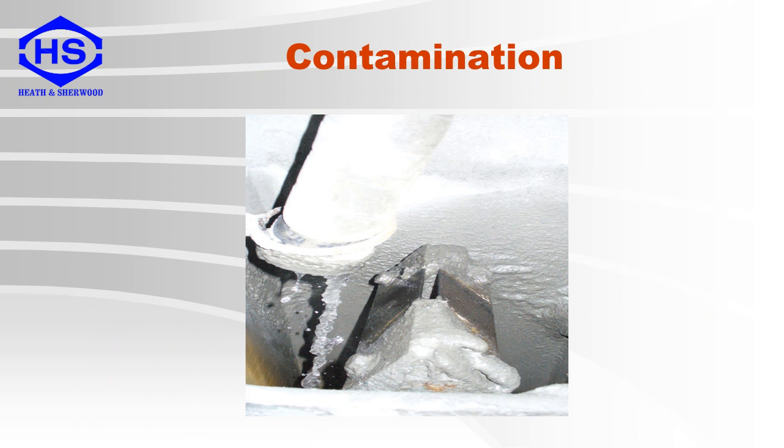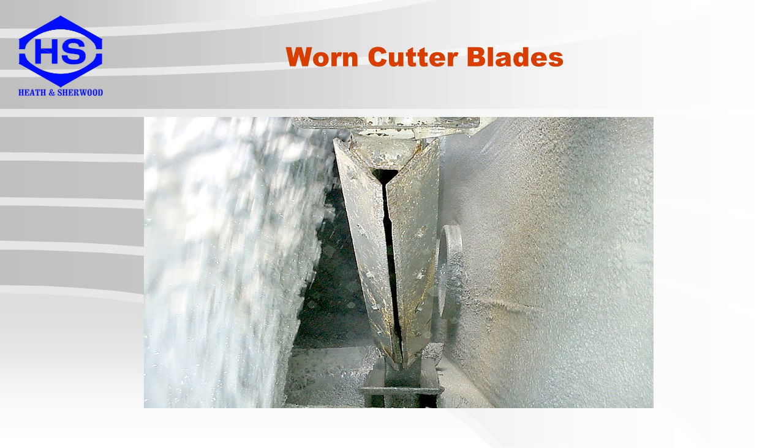This is an example of cutter blade contamination where you can see a buildup of particulate blocking part of the cutter and biasing the sample. Also, this buildup could break free and enter your sample container, resulting in a contaminated sample. Here we have an example of worn cutter blades. The blades are no longer parallel or even, and some sections will take more sample than others.